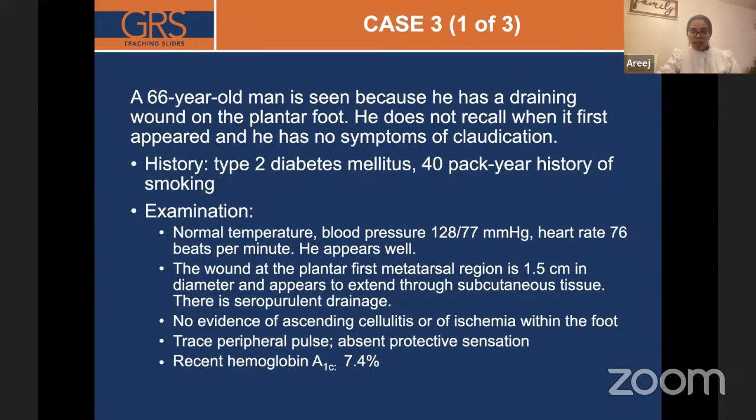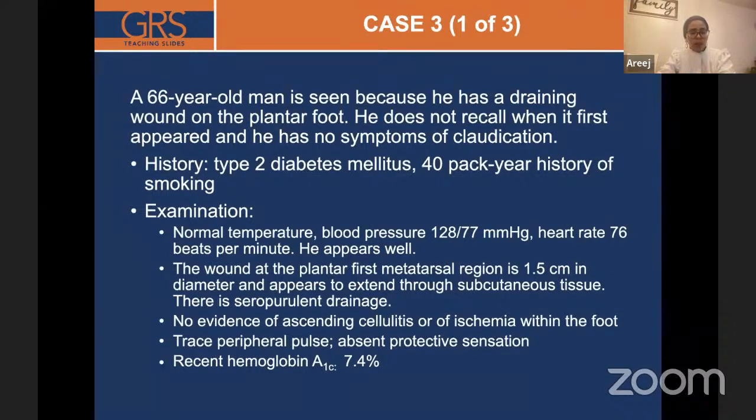Okay, the last case is a 63-year-old man who is seen because he had a wound on the plantar foot. He does not recall when it first appeared and had no symptoms of claudication. History: type 2 diabetes, 40-pack-year history of smoking. Examination shows normal temperature, blood pressure 128/75, and heart rate 76.